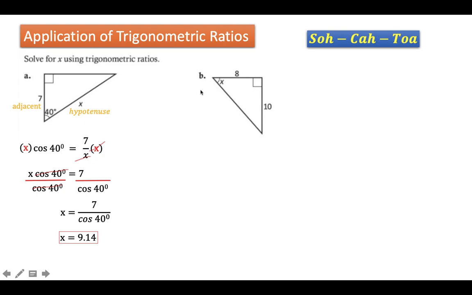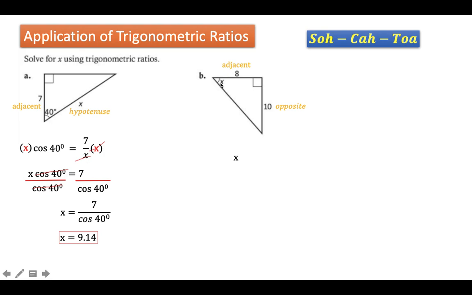Okay, to solve this angle given B, wherein we are asked to find this acute angle x. So first, we will write the acute angle because this will serve as our reference. Now, let us identify the remaining given sides. So in this case, this is the opposite side, and this is the adjacent side of this angle x.